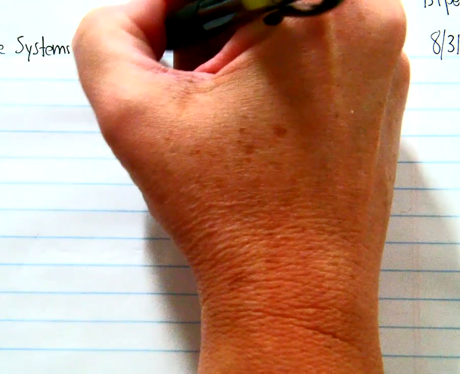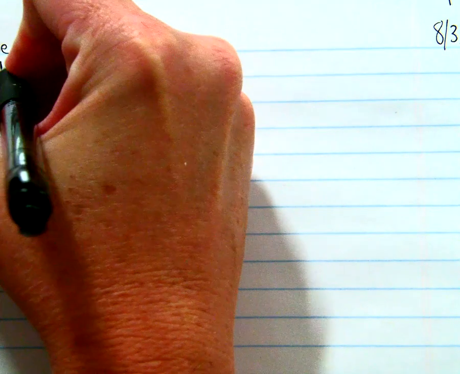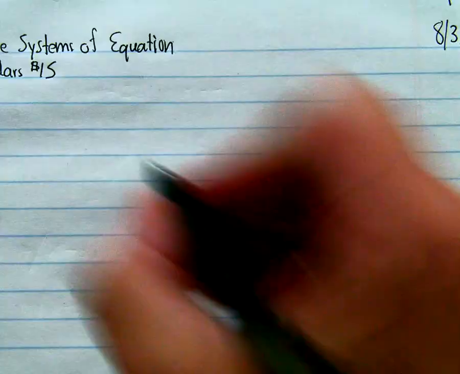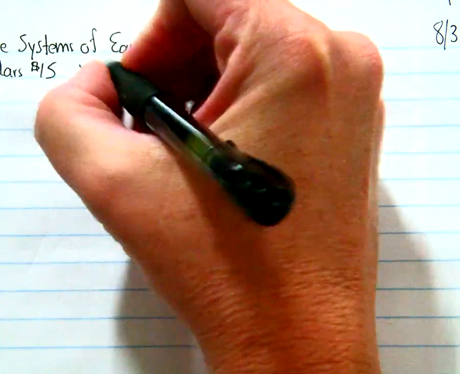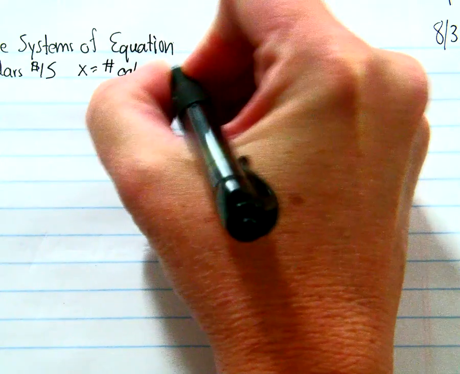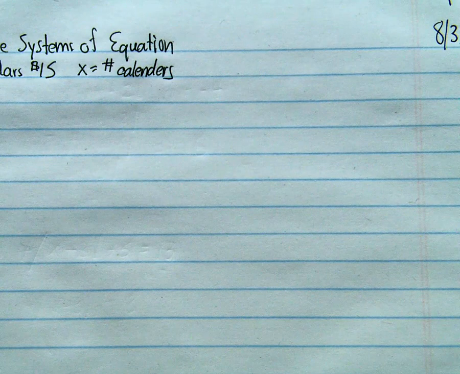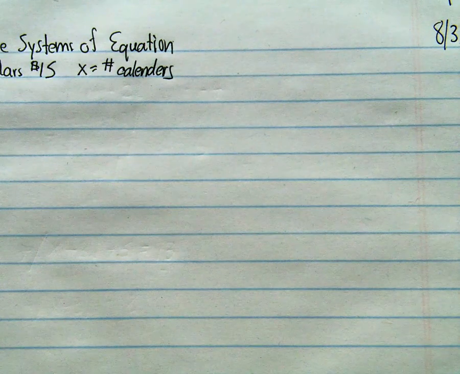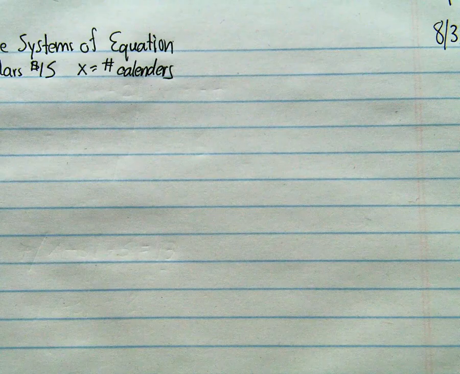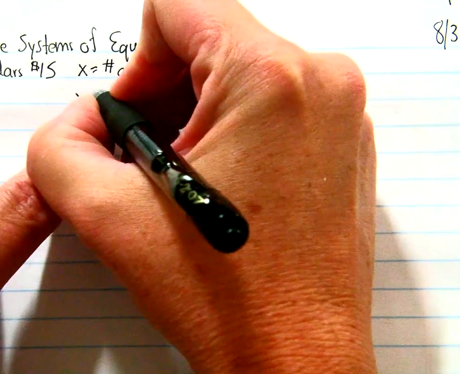So writing down a few facts about this here. We've got our calendars are going to cost $15. And we're going to let x stand for the number of calendars that are sold. That'll be our independent variable, and how many calendars we sell is going to affect what? How much money we make, our income. That'll be our second variable, y, the dollars that we earn.